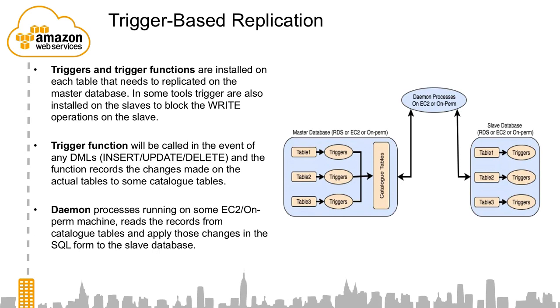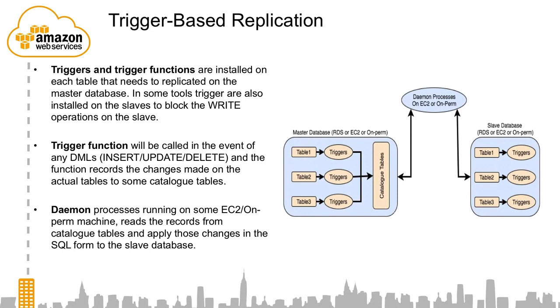So this is a pictorial representation of how trigger-based replication works. First, we will install the triggers on the tables which we want to be replicated. Once the trigger is installed on the tables, whenever we make changes to the tables, the trigger will start tracking those changes and store the changes in another catalog table.